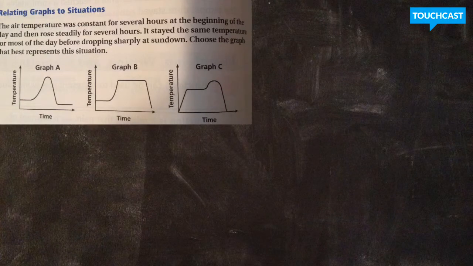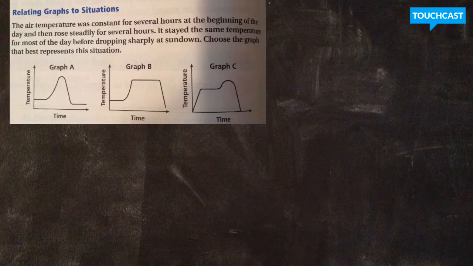Alright, let's look at our first example, relating graphs to situations. The air temperature was constant for several hours at the beginning of the day and then rose steadily for several hours. It stayed the same temperature for most of the day before dropping sharply at sundown. We need to choose the graph that best represents the situation. Is it graph A, graph B, or graph C?